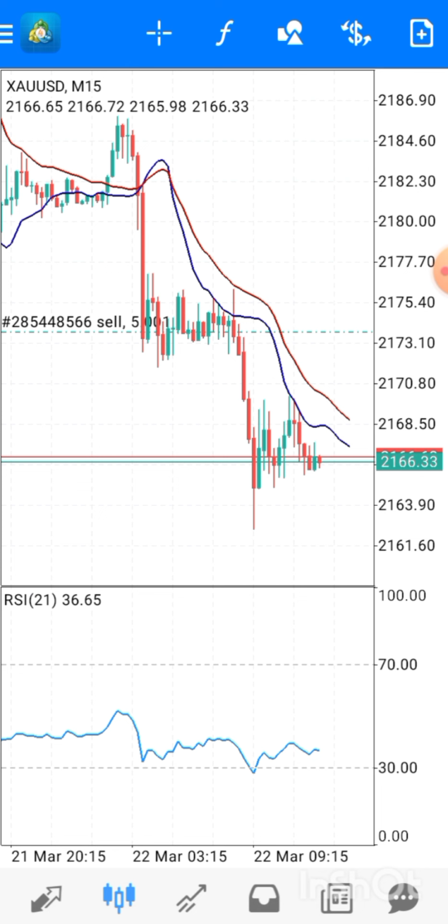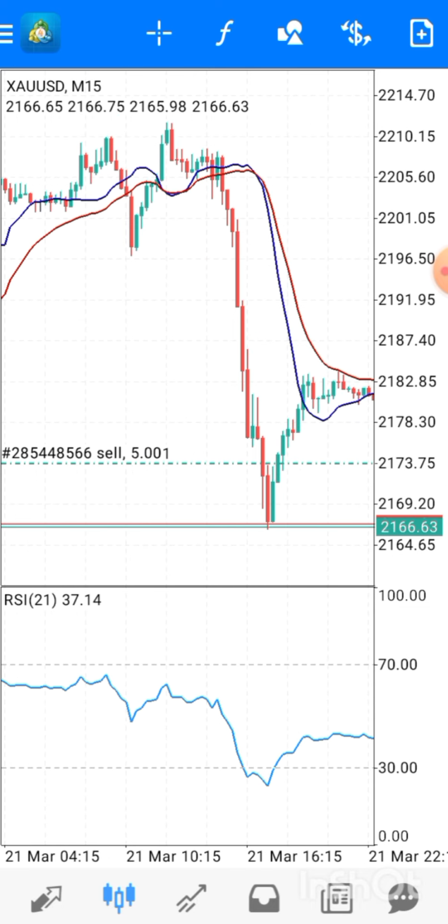So this particular strategy works on all currency pairs. It works mostly for USD currency pairs and also works on gold, and it works perfectly on the 15 minutes time frame.